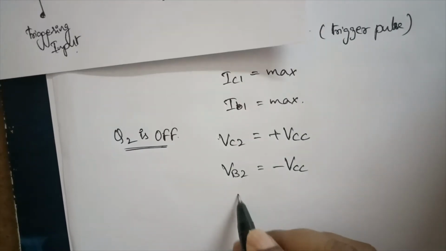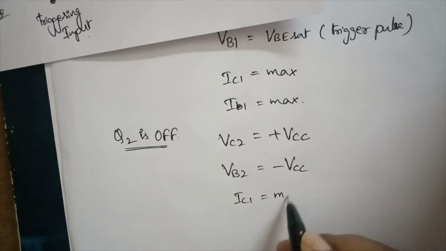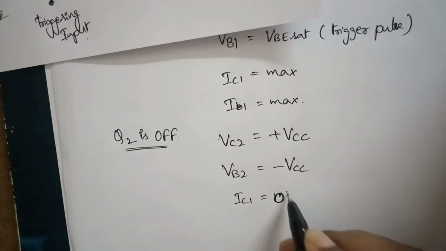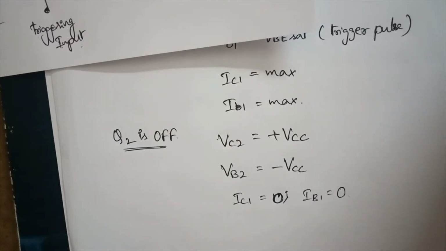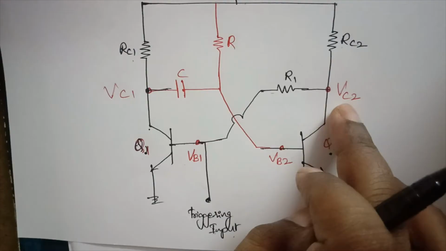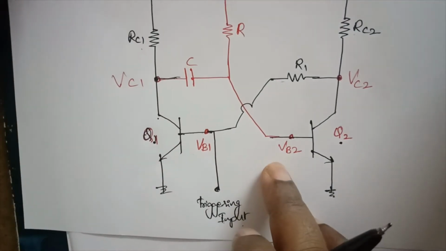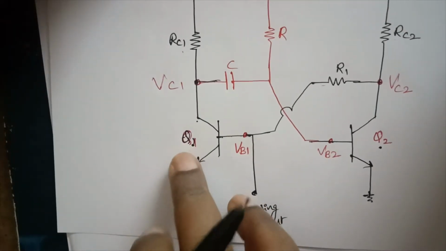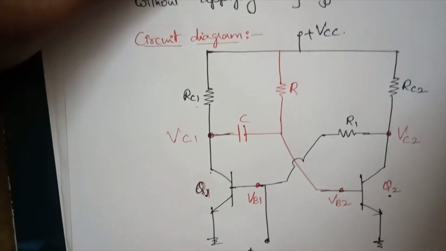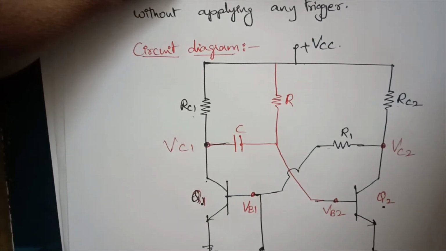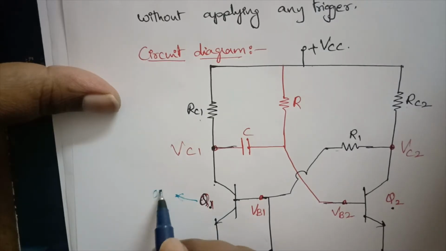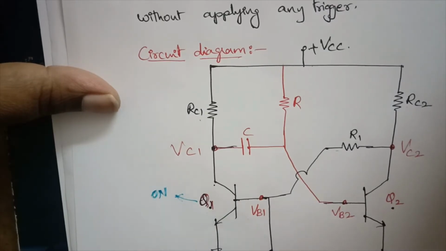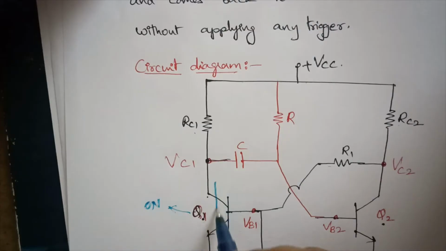Now what about IC1 and IB1? IC1 is 0. In the same way IB1 is also 0. Okay, now what happened? So this is VCC and this one is minus VCC. Here it is on. So at this moment, let us see, when Q1 is on, it acts as a short circuit.